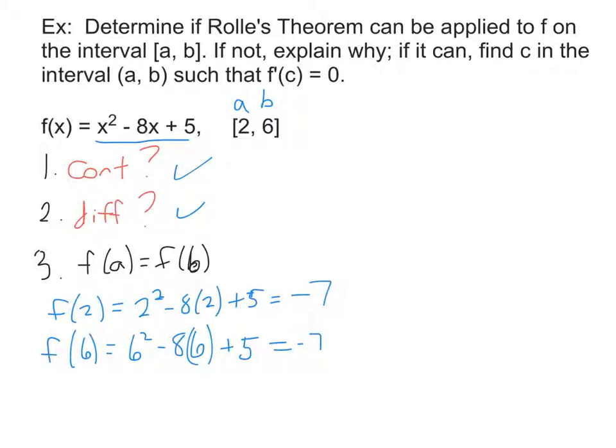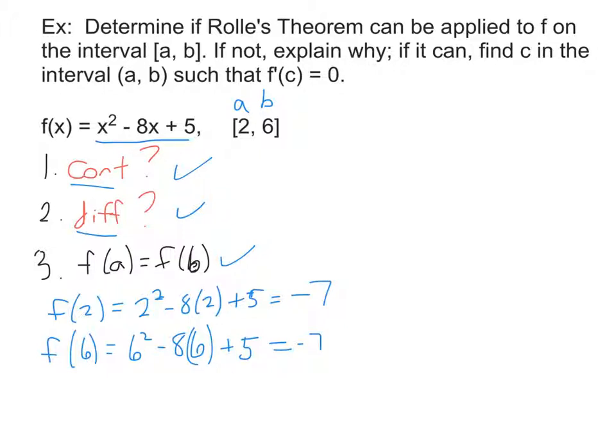So, there's our 3 conditions that must be met. The f of a has to equal f of b, provided that our function is both continuous and differentiable. And we said before, I think, if it's differentiable, it's automatically continuous. It doesn't go the other way. Not all functions that are continuous are differentiable. So be careful with that.